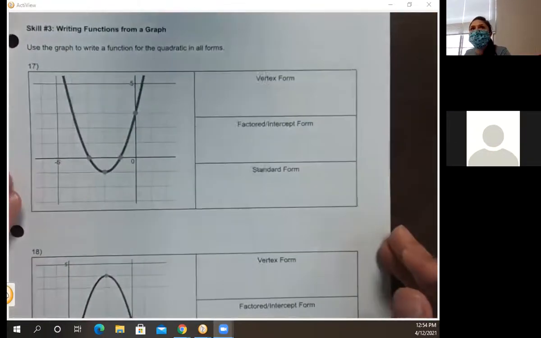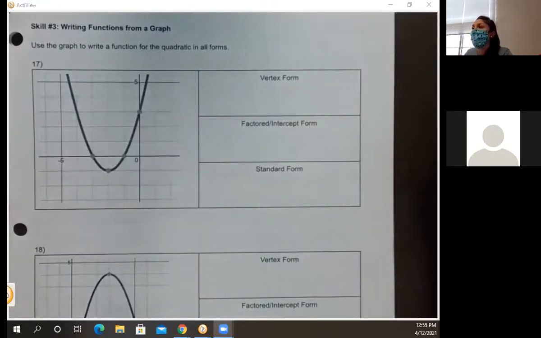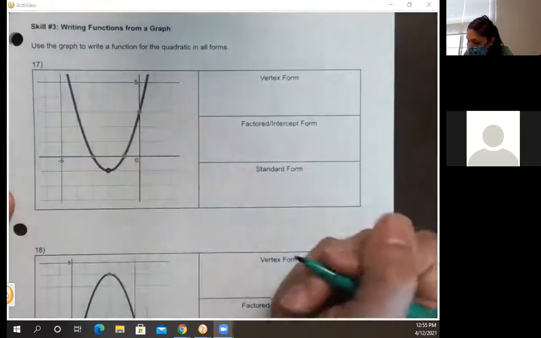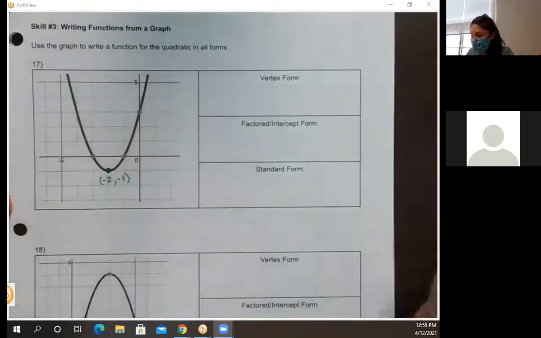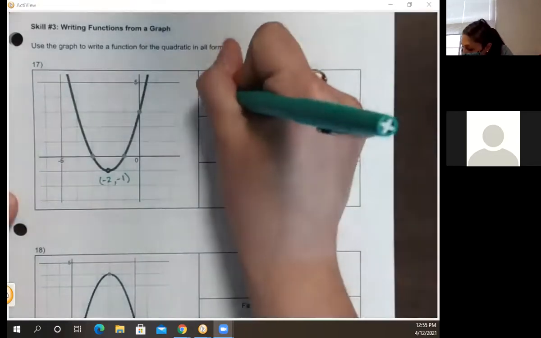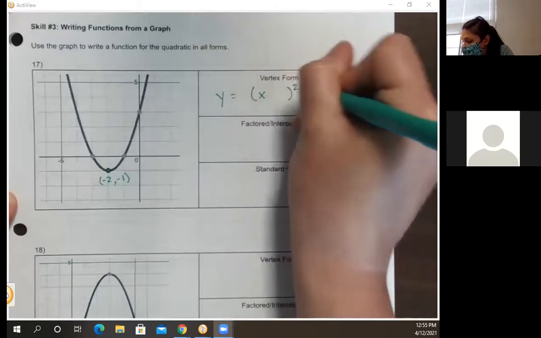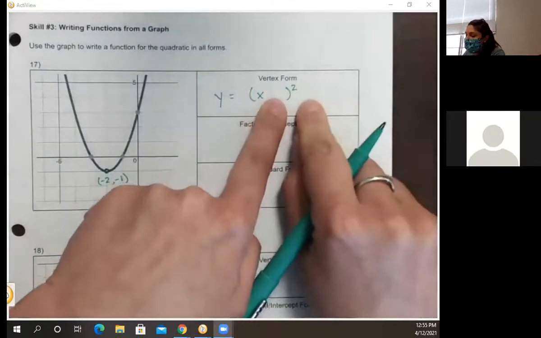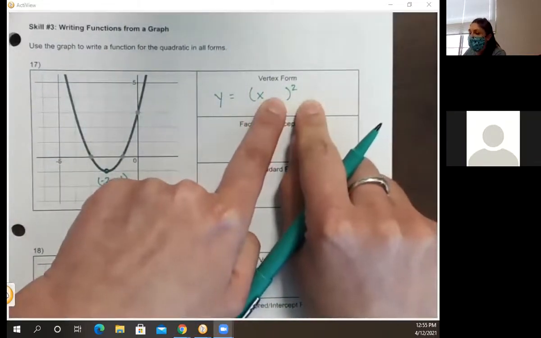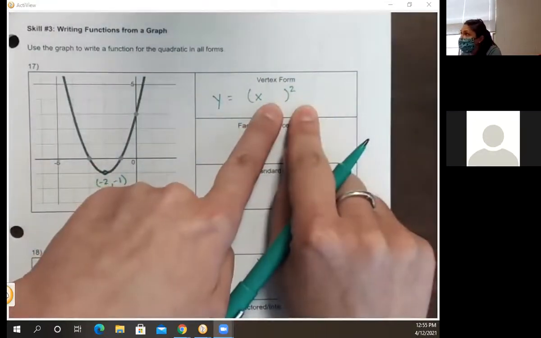So on page 5, number 17, we've got a graph here. We're going to start with vertex form. So I want to identify the vertex of this function. My vertex here is -2, -1. So I want to drop this into vertex form. For vertex form, I have x with something squared in parentheses, and then some number here at the end. These parts give me the coordinates of the vertex. So if I know the coordinates of the vertex, I can throw them into vertex form.